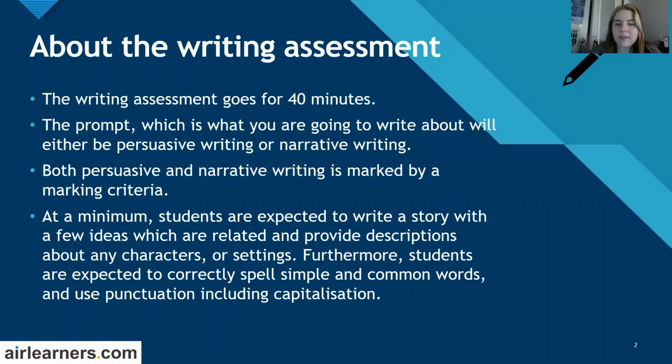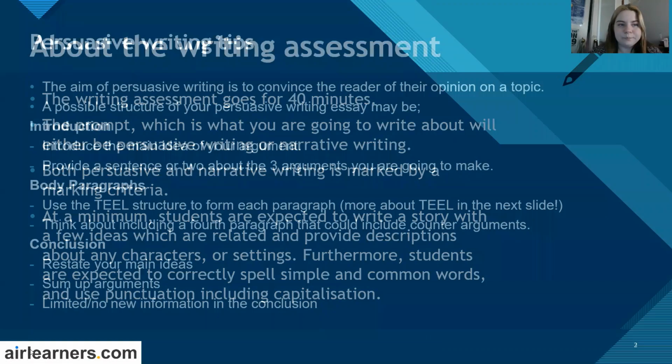So both persuasive and narrative writing is marked by a marking criteria. And at a minimum, students are expected to write a story with a few ideas that are related to each other, provide descriptions about characters or settings, and then also you're expected to spell simple and common words correctly, along with using punctuation such as capitalization.